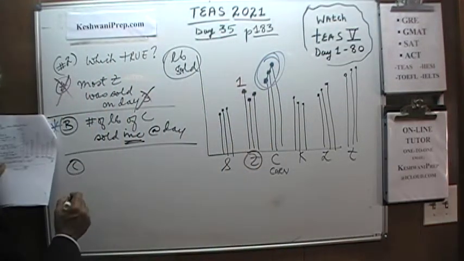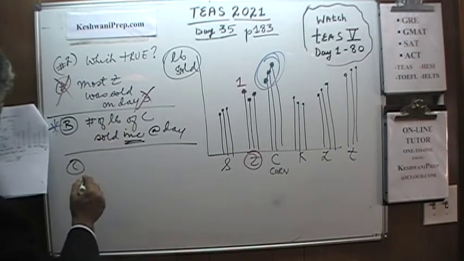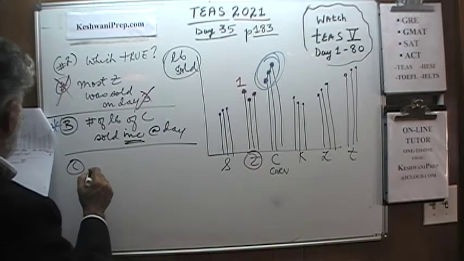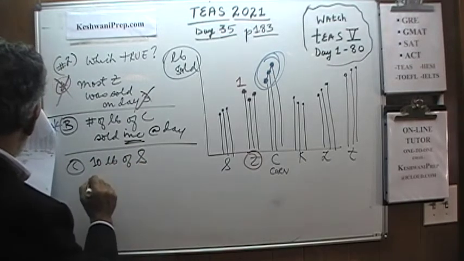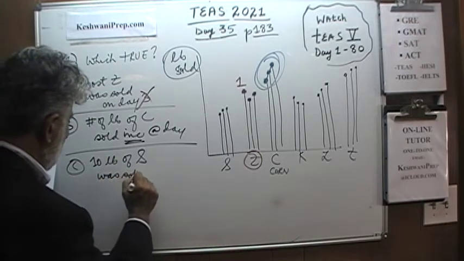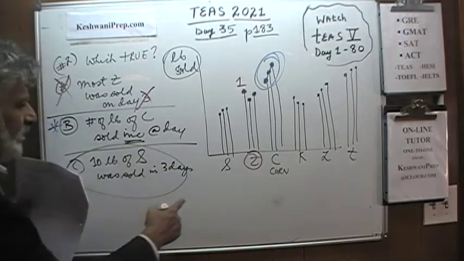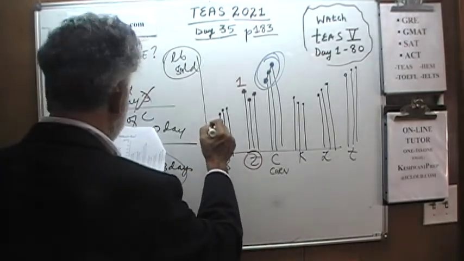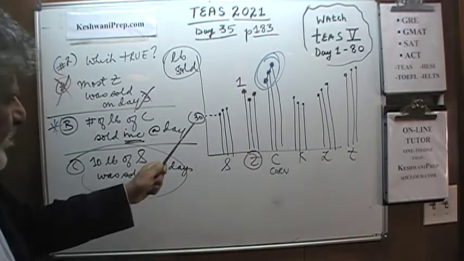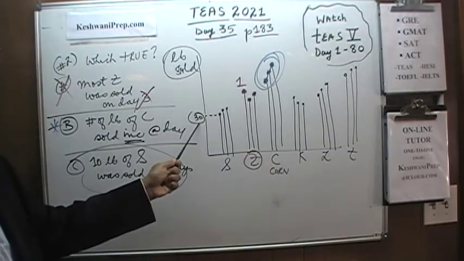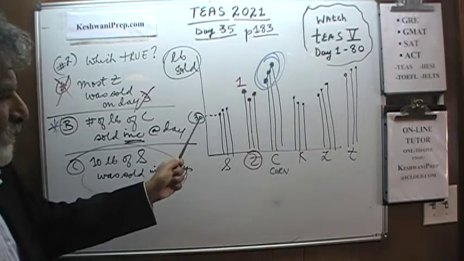Number C. So C and D, just for learning purposes, we already know the B works. C says that 10 pounds of squash was sold in 3 days. This is just silly. This is just absolutely silly. Here's squash, and we see that on the very first day, the graph shows us that we sold 30 pounds of squash. The next day we sold something more than 30. The following day we sold even more than that.